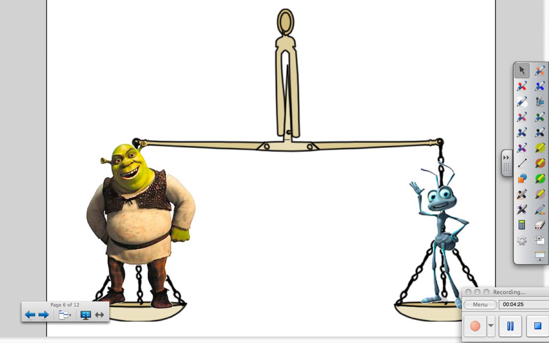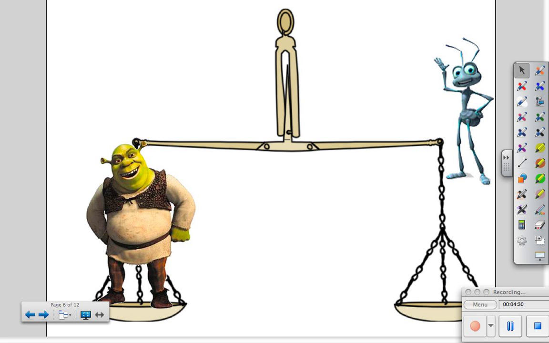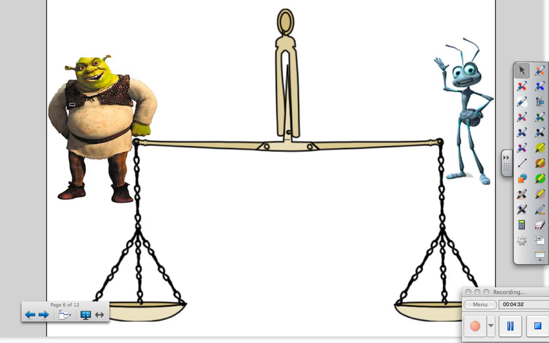That's not going to work with these characters here, though. If you take an ant off one side, you can't take Shrek off the other side and expect the scales still to be balanced. So you can't take off 2 on one side and take off 27 on the other side, because your scale will not be balanced.